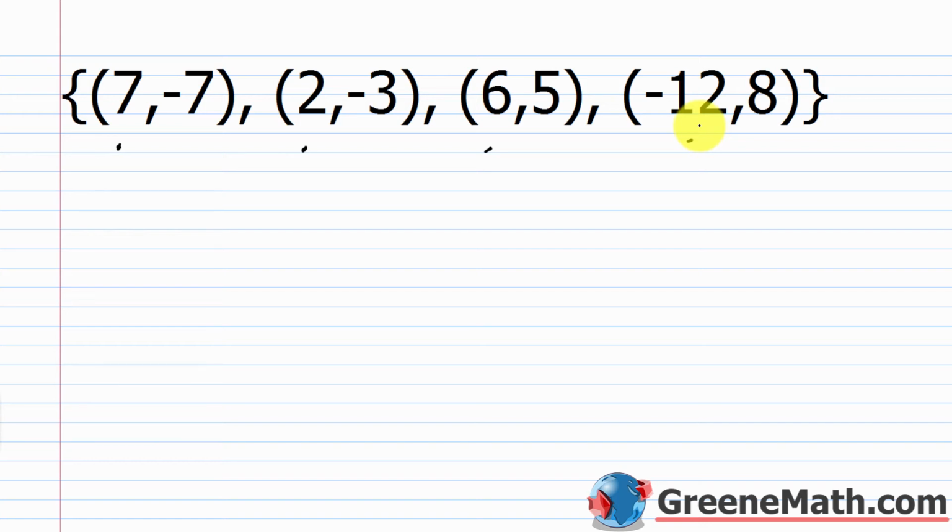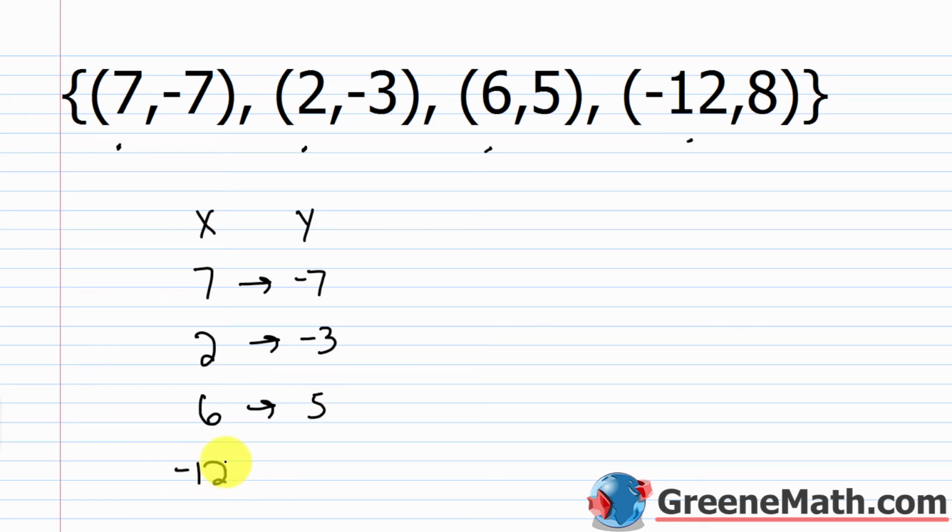So in other words, if I said, okay, if I have an x value of 7, what's the y value? Well, it's negative 7. So if I have an x value of 7, I know that I get a y value of negative 7. If I have an x value of 2, I know I get a y value of negative 3. If I have an x value of 6, I know I get a y value of 5. If I have an x value of negative 12, I know I get a y value of 8. So this is a function.